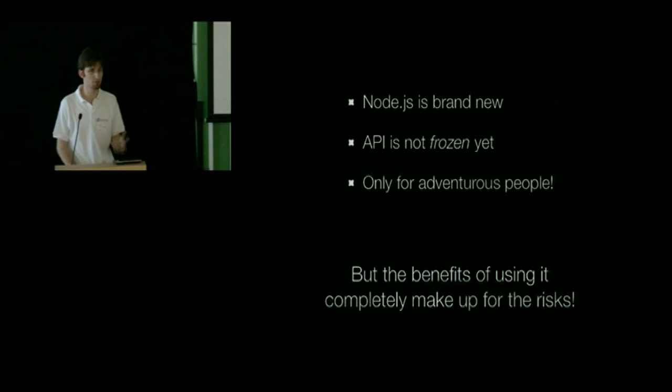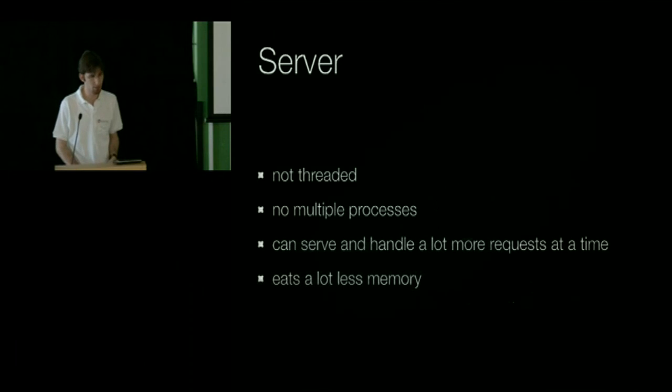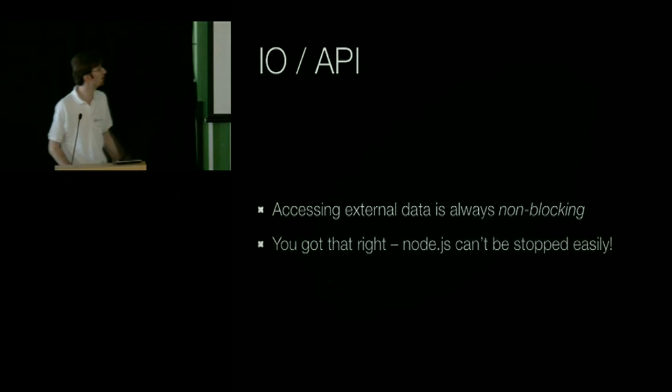Non-blocking, what does non-blocking really mean? Non-blocking not only means event-driven code, it also means the server is not threaded, because you cannot thread V8 actually. You do not have multiple processes, and it can serve and handle a lot more requests at a time because it eats a lot less memory than, for instance, Apache. So that's really one big advantage. If you look at the I/O API, I mentioned already accessing external data is always non-blocking. So you really got that right. It's really hard to stop Node from functioning. So it's very efficient to write event-driven code.